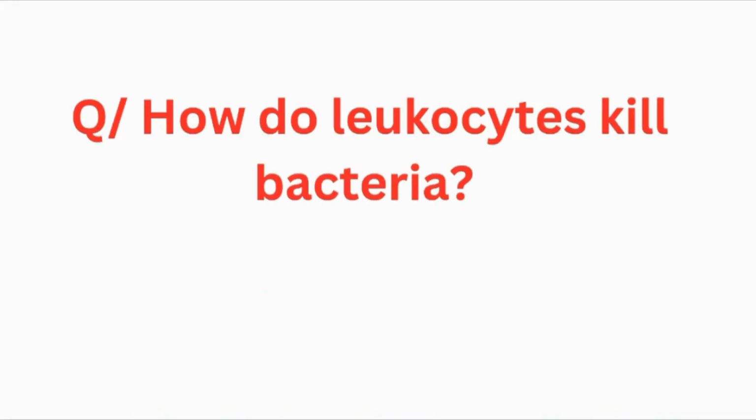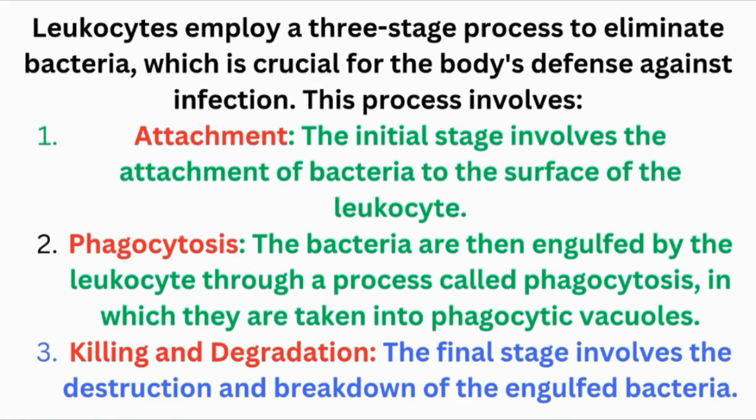How do leukocytes kill bacteria? Well, leukocytes employ a three-stage process to eliminate bacteria, which is crucial for the body's defense against infection. The first one is attachment. The initial stage involves the attachment of bacteria to the surface of the white blood cell, or the leukocyte.